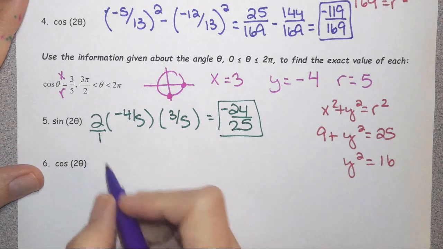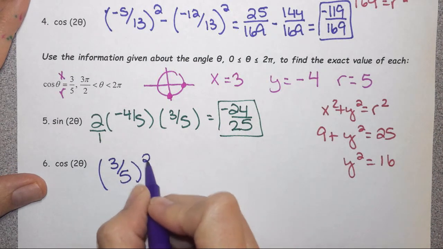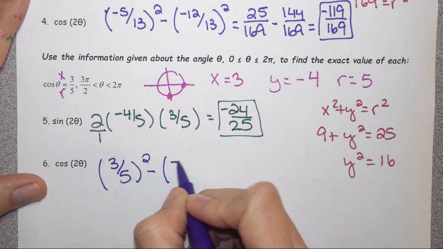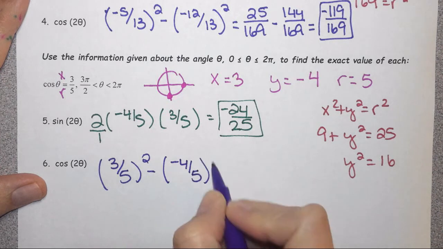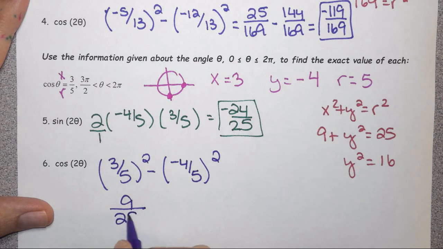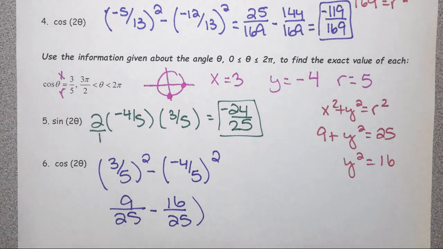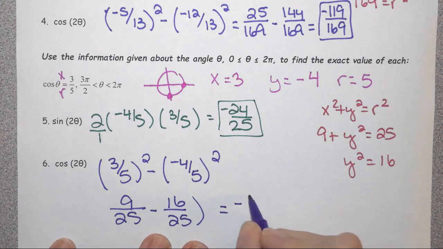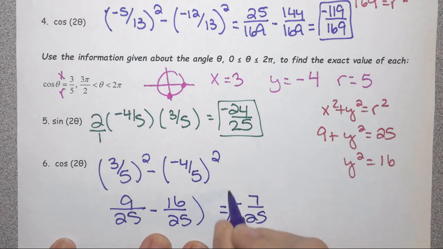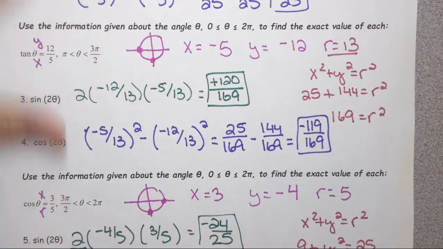Cosine double angle is going to be cosine squared minus sine squared. So 3 over 5 squared minus negative 4 over 5 squared gives me 9 over 25 minus 16 over 25. And 9 minus 16 equals negative 7 over 25. Okay, so hopefully you feel really comfortable about your XYR problems and using your double angle formulas.